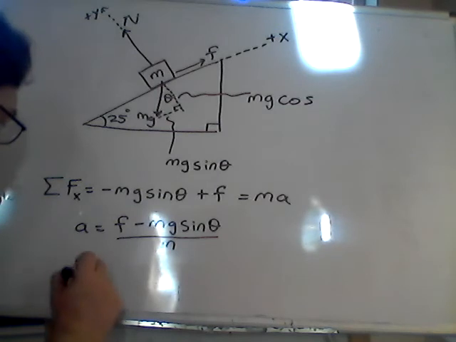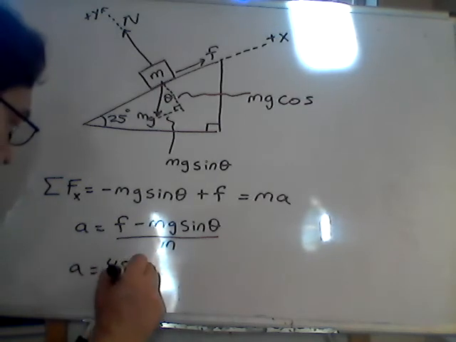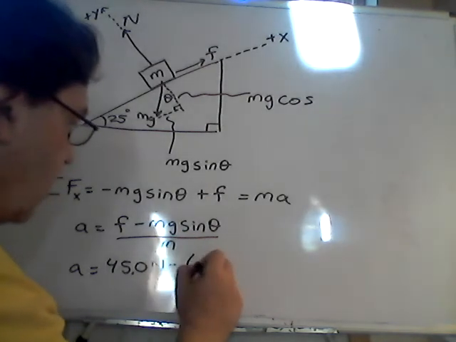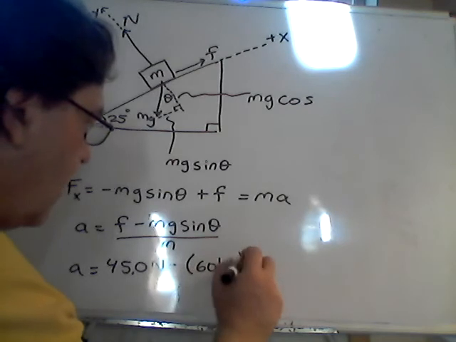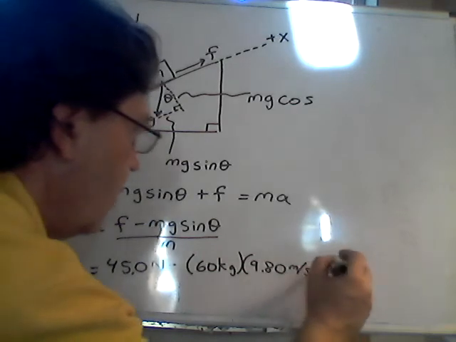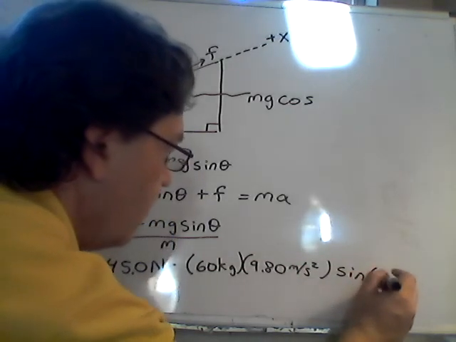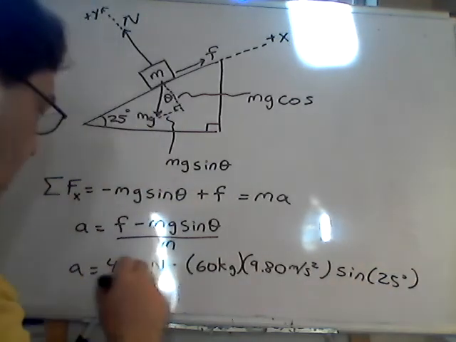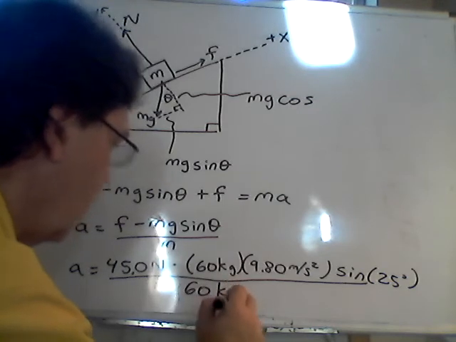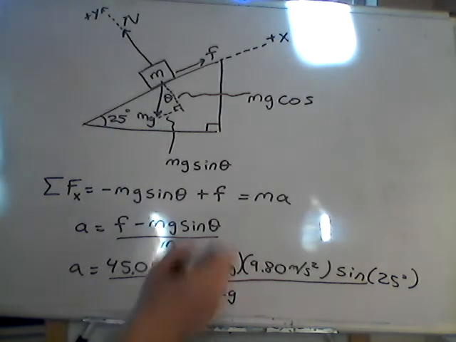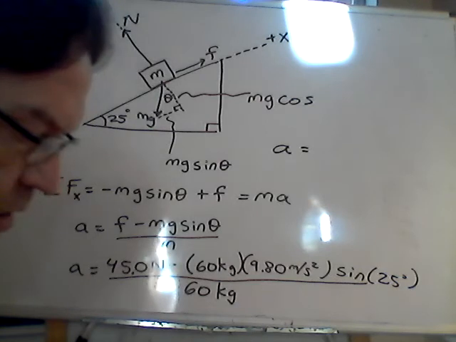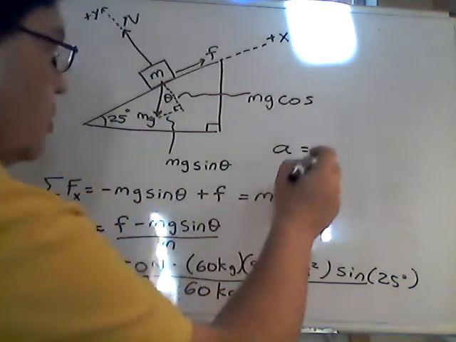All right. So I was told that the friction is known to be 45 newtons minus mg, mass of skier, 60 kilograms, times gravitational acceleration, 9.80 meters per second squared, times the sine of 25 degrees, everything divided by 60 kilograms. If I work that out and I include friction, I should slow down a little bit. My acceleration should not be as much. And I found out that it's down to negative 3.35 meters per second squared.